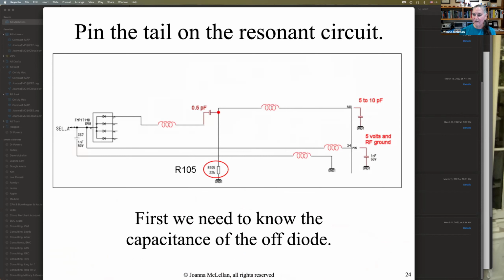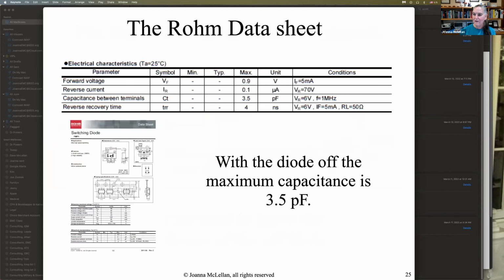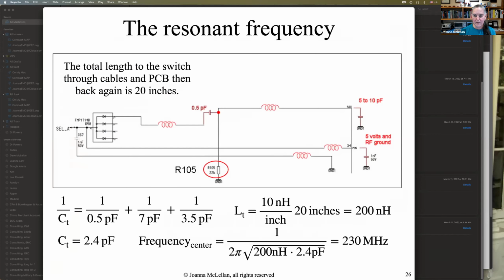Okay, so there we have to find out the capacitance of the diode. We go look at the data sheet, gives us the capacitance. We drop in a 0.5 picofarad for the open switch, 7 picofarads for the microprocessor, and 3.5 picofarads for the diodes. And sure enough, we get an answer of 230 megahertz. Boom. That's right there at 220 megahertz. We have found the problem.